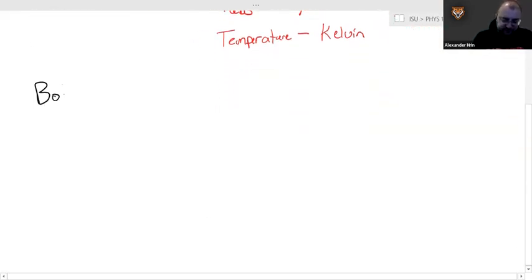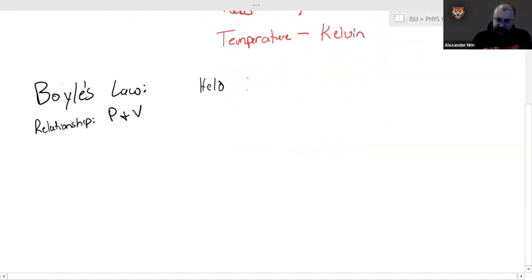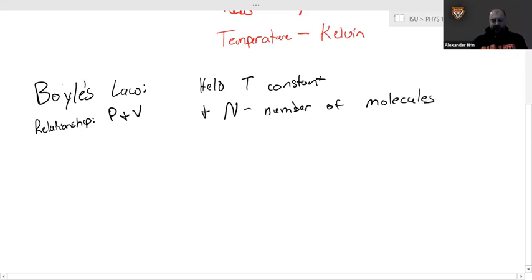First one is Boyle's law. Now, Boyle's law, basically what he did is he wanted to just investigate the relationship between P and V. So what he did is he held the temperature constant. Now, another thing that's important to hold constant is the amount of gas, N, where N is the number of molecules. There's another way to measure the amount of gas. We'll talk about that when we get to the ideal gas law, but it's in moles. But number of molecules, number of moles, they're just two different ways of representing the same quantity.